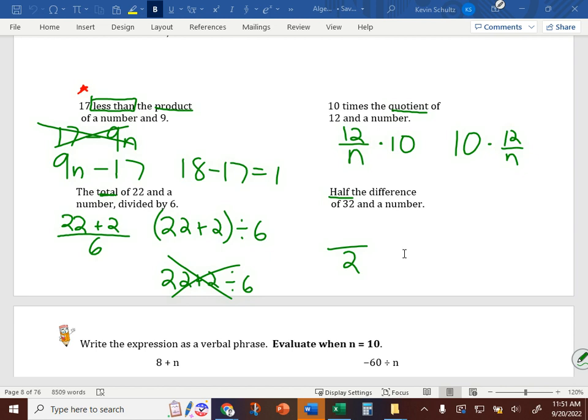The answer to a subtraction operation, right? So we have to know what the answer is before we divide it by 2. So 32 and a number, we're subtracting that, the difference of 32 and a number, and taking half of it, dividing it by 2, right? So 32 minus 2 divided by 2, or 30 divided by 2, 15 would be the answer. Okay?